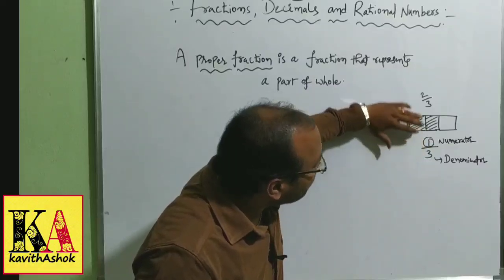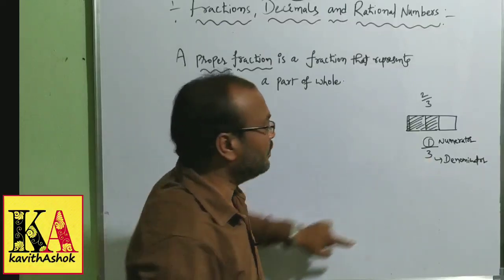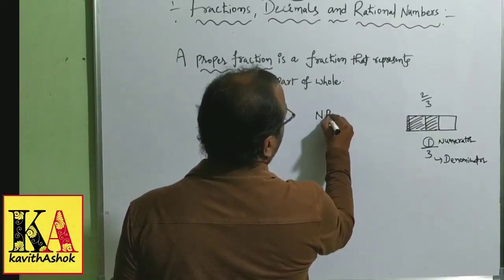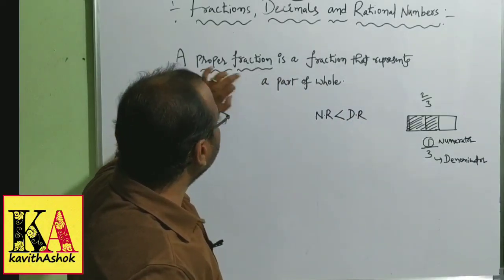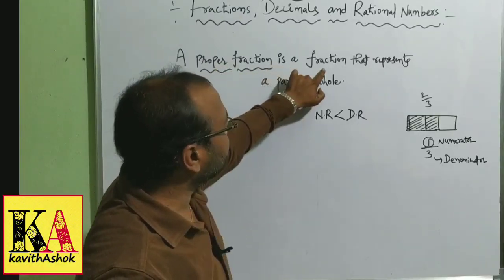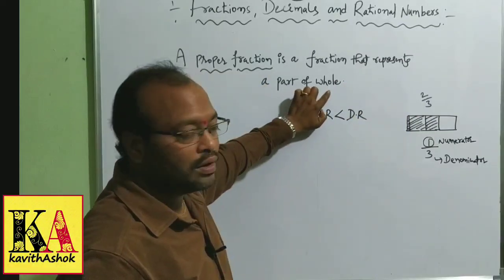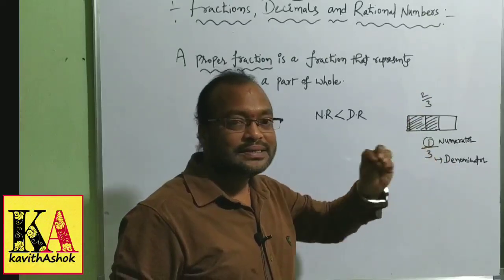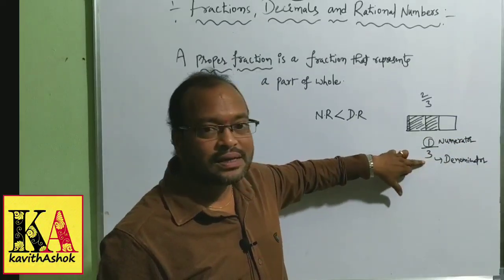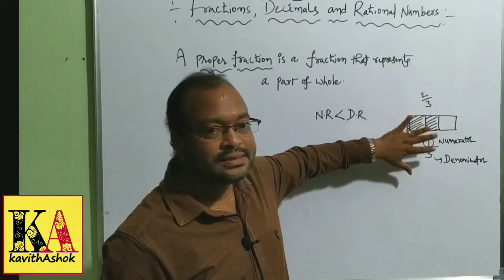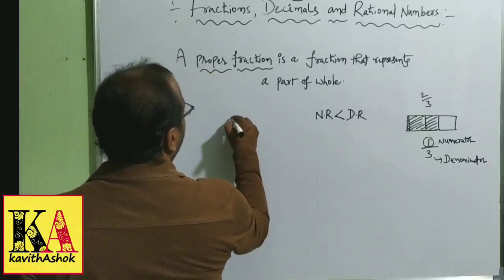Whenever it is a proper fraction, the numerator value is always less than the denominator value. That's why it says a proper fraction is a fraction that represents a part of a whole. 1 by 3 means out of 3, 1 shaded part is there. 2 by 3 means out of 3, 2 shaded parts are there. Look here, the numerator is less than the denominator. That is a proper fraction.